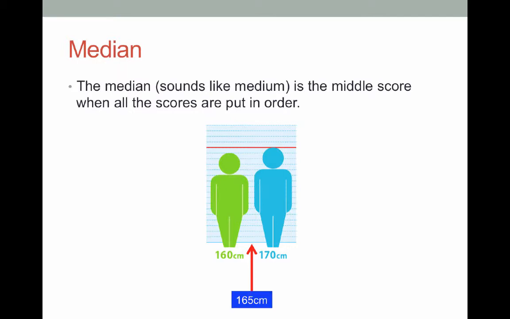If you couldn't see that, another way you could do it with your calculator is to add up both of the scores and divide by 2. This will find the average or the mean of your 2 scores. So you would add up the 160 and the 170 and then divide by 2. That gives you an answer of 165 centimeters, which is our median or our middle score.